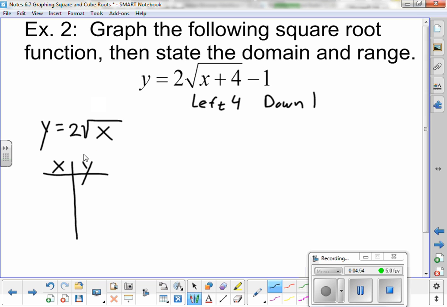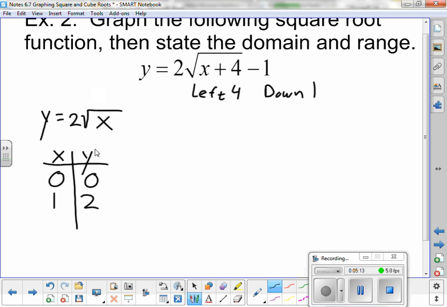So square root of x, let's start at 0. So the square root of 0 is 0. 2 times 0 is 0. Okay, next a 1. So the square root of 1 is 1, times 2 is 2. Now, if you put a 2 into here, the square root of 2 is not a nice, neat number. So let's try to pick nice, neat numbers since we're going to be graphing this. So perfect squares is basically what I'm saying.